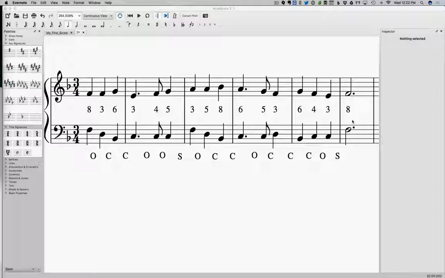Number two, chordal skips, passing tones, neighbor tones on the offbeat and occasionally on the downbeats are okay.